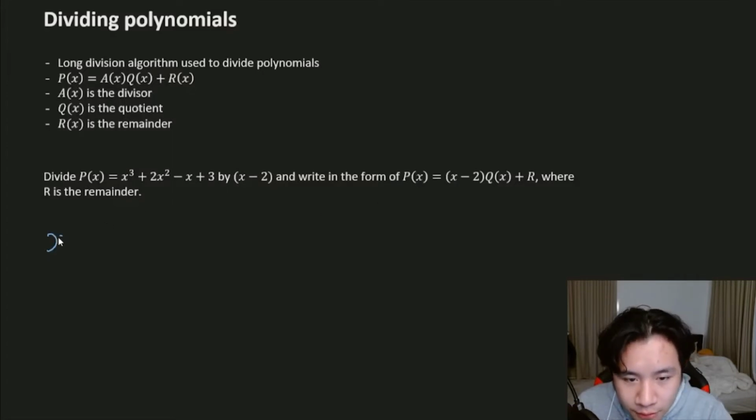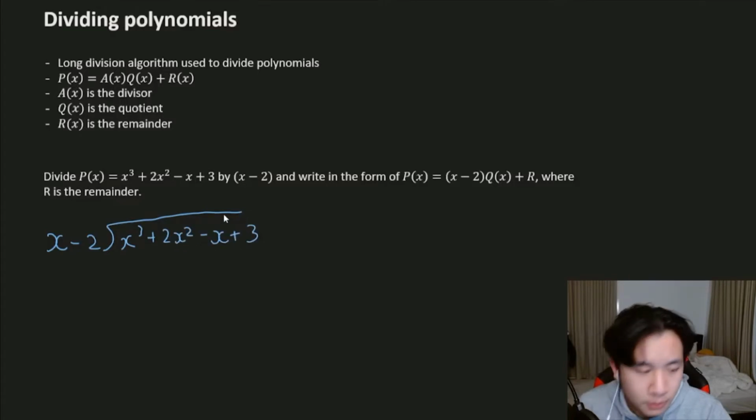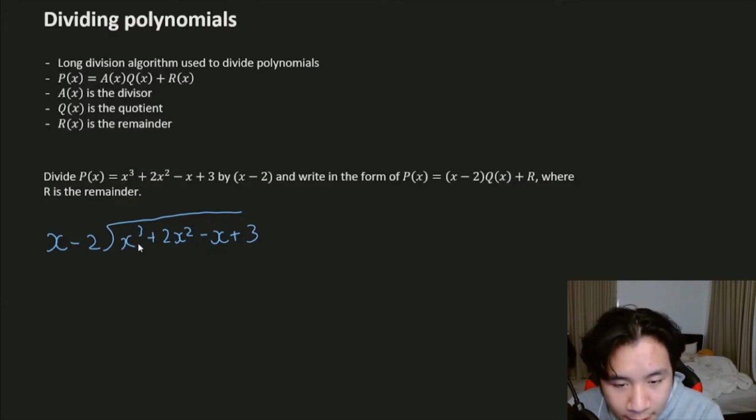So just like long division, I'm going to be writing it like this. X minus 2 is going to be dividing from this polynomial. And so let me explain how this works. This power right here, you want to divide it with the highest power of the divisor. So in this case, that's x. So x cubed divided by x, that just gives you x squared.